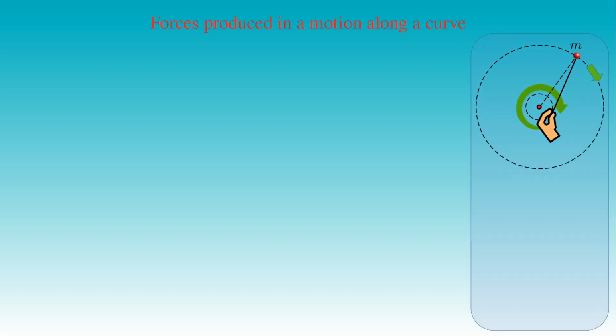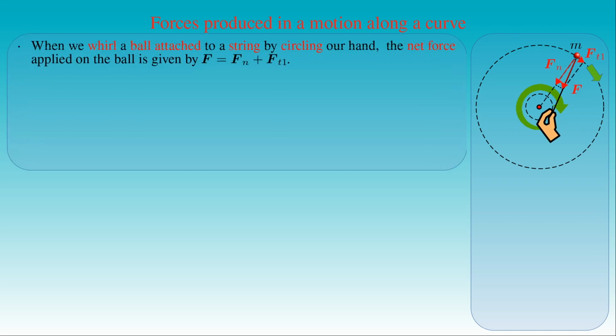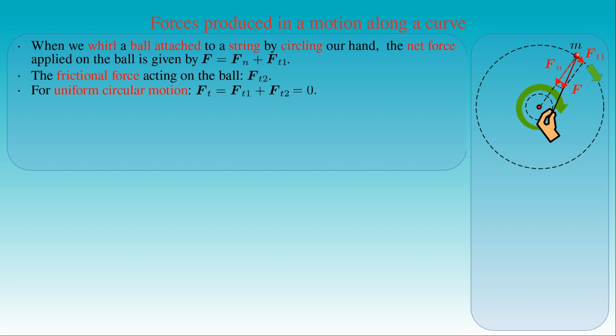When we whirl a ball attached to a string, we can perform the experiment by circling our hand. Then the net force F acting on the ball is given by the vector sum of the centripetal force and the tangential force exerted on the body by the string. We denote the tangential force by the subscript 1, indicating that the net tangential force acting on the body can be different. If we do not neglect the frictional force denoted by the subscript 2 exerted on the moving ball in the air, we can write the net tangential force as the vector sum of the tangential force exerted on the body by the string and the frictional force pointing in the opposite direction. If the net tangential force vanishes, then the ball will perform a uniform circular motion.